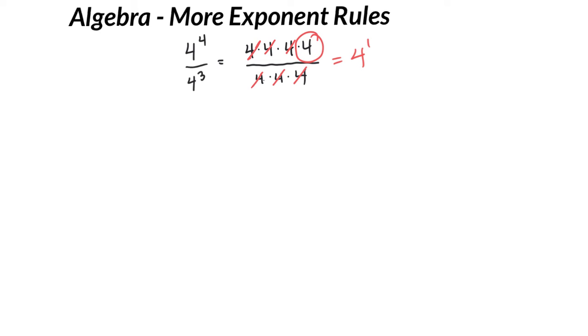Now let's do this with some variables. So up top, I've got 6 x's multiplied together. And on the bottom, I've got 2 more. X divided by x is 1, and I have 4 x's left over to multiply.